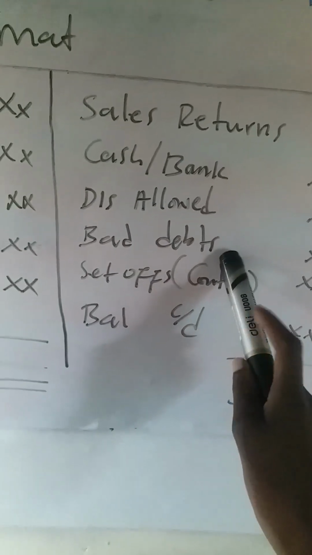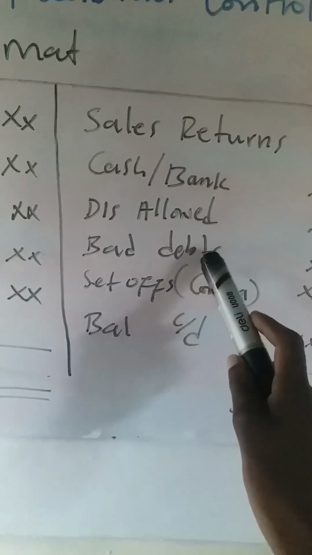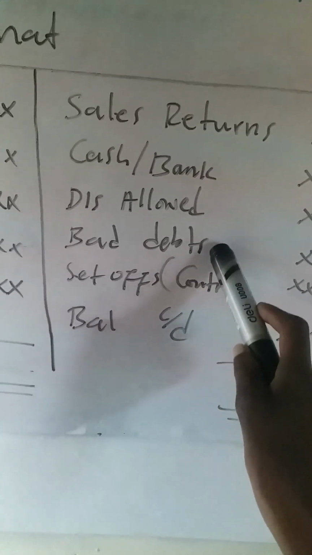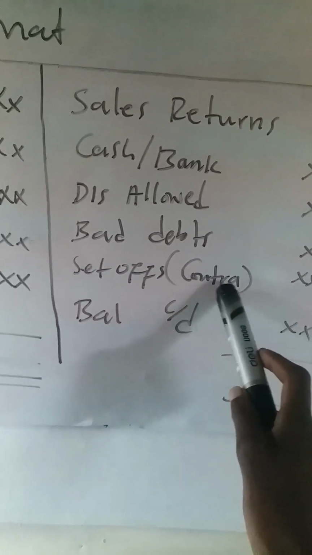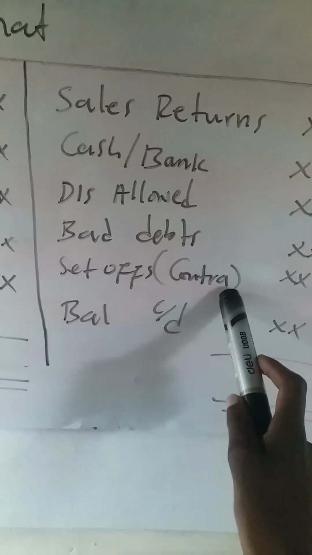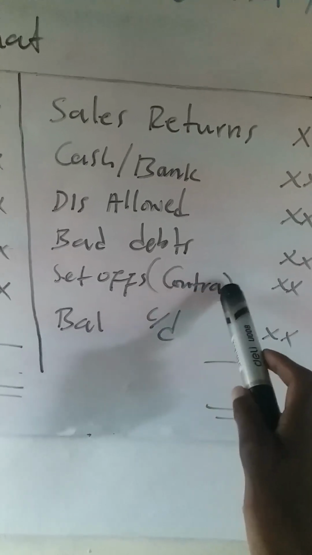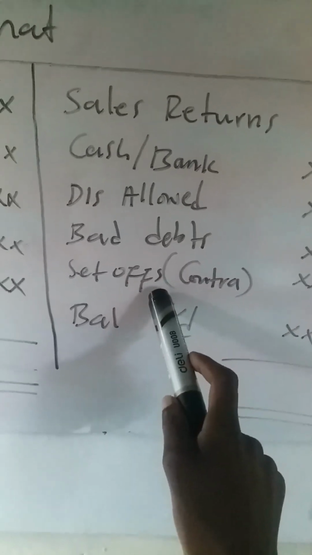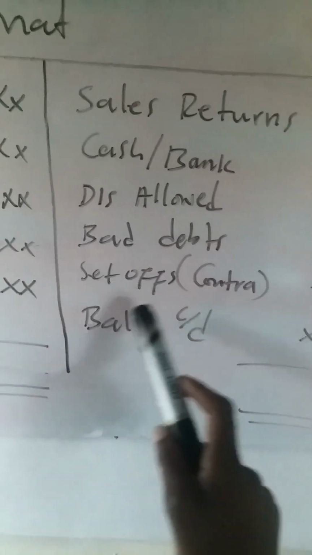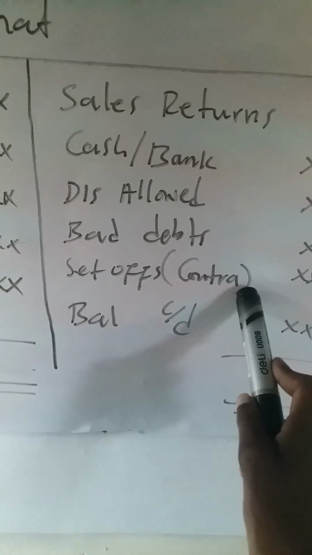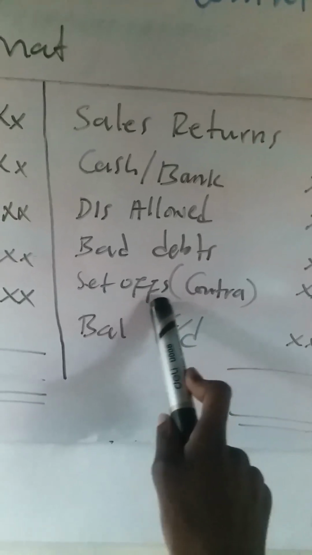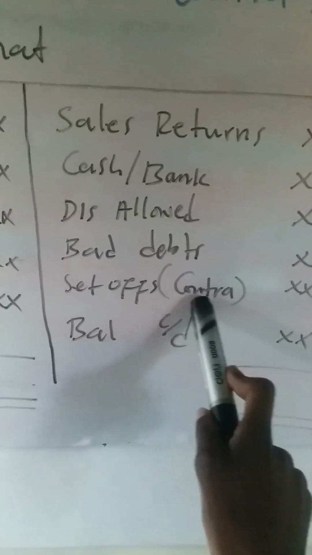Bad debts. This means one of our customers failed to pay us and we can't recover that money. That's what we call bad debts or irrecoverable debts. And then set-offs or contra. This is a situation whereby both the supplier and the customer sell each other some things at some point. So you're a supplier, you've sold something to your customer, and the customer sold you something. This is what we call set-offs. Instead of saying pay me this much, you set off the smaller amount from the bigger amount and record that as a set-off.